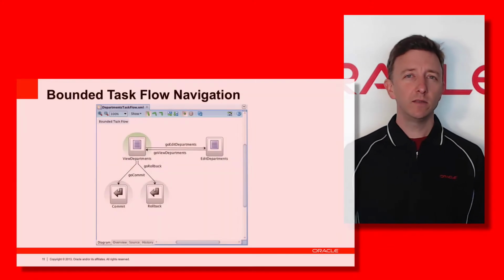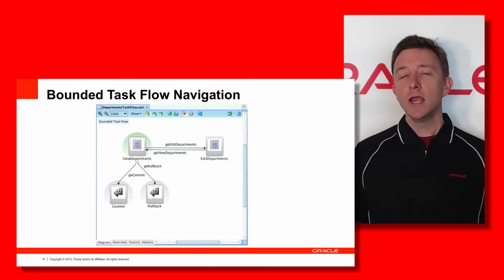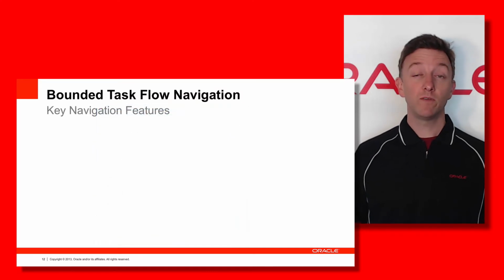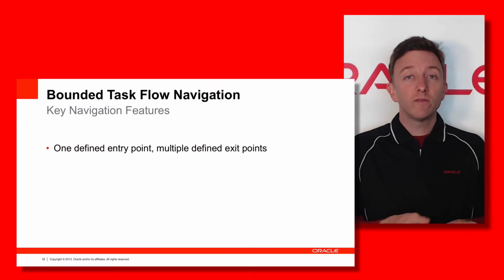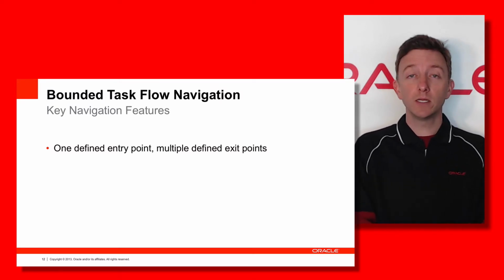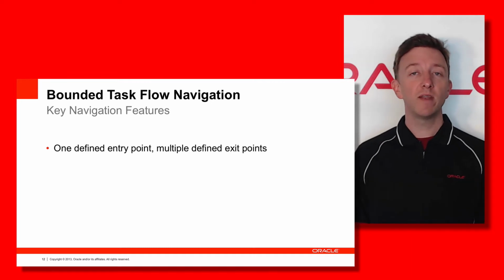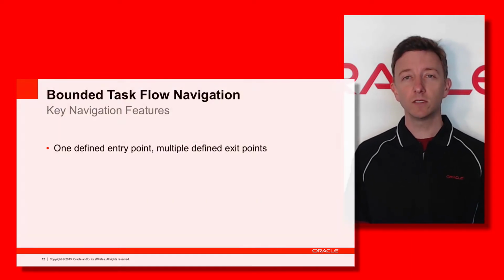Now let's consider bounded task flows. As the name says, with unbounded task flows, freeform navigation is available to you. With bounded task flows, you very much more structure the flow in your applications. You will define a single entry point to your bounded task flow, then define at design time a flow or a set of logic through your task flow, and then a number of exit points through your task flow using task flow return activities.